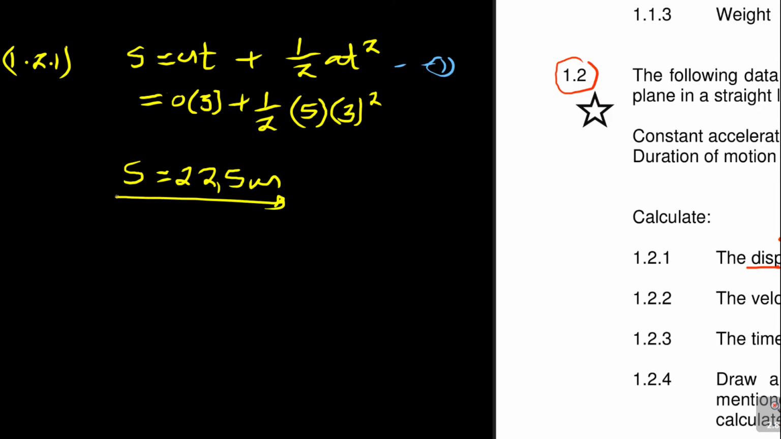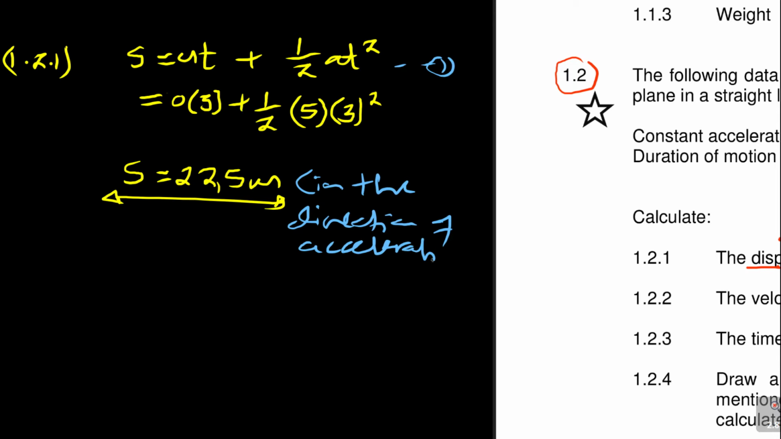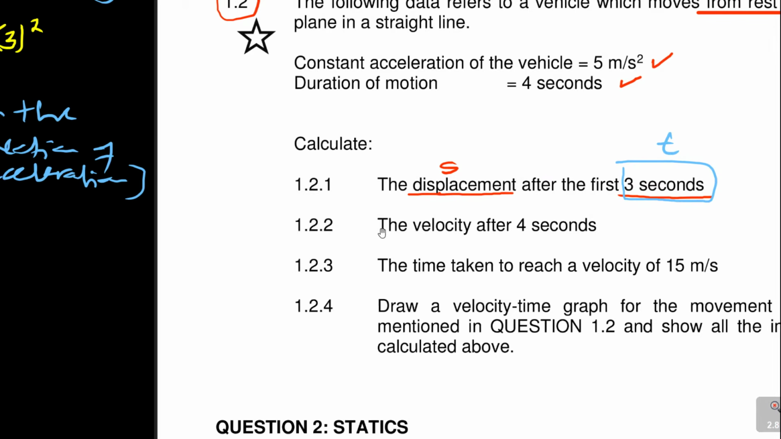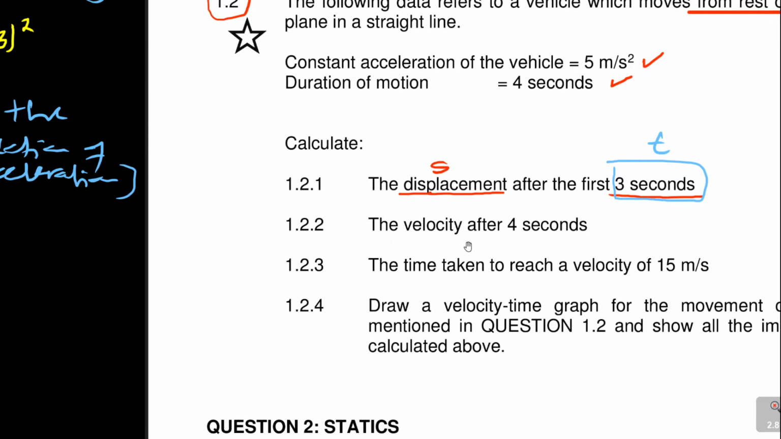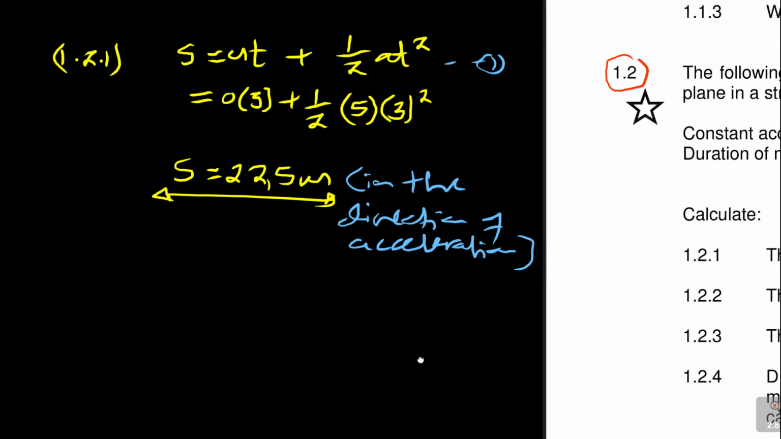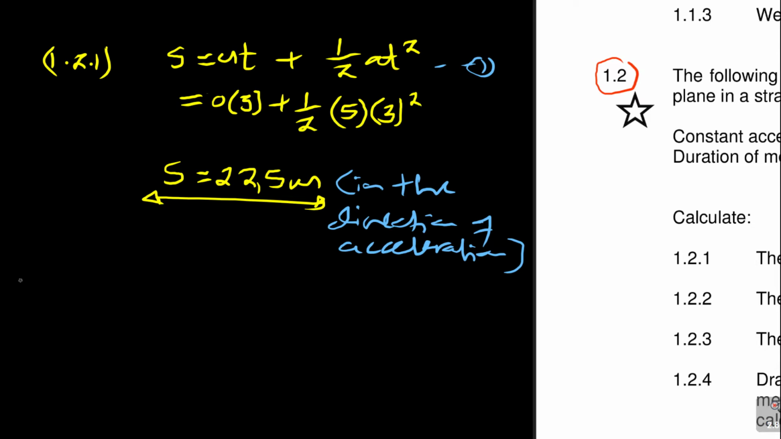You can say, but this has got direction. You can say further, in the direction of acceleration. They might not need it, but it's very important to mention the same direction as the acceleration that they gave here. And then 1.2.2, the velocity after 4 seconds. Now they want the velocity, which is 1.2.2 here.